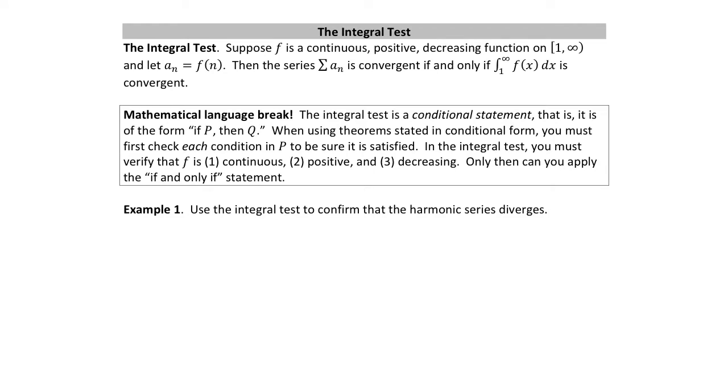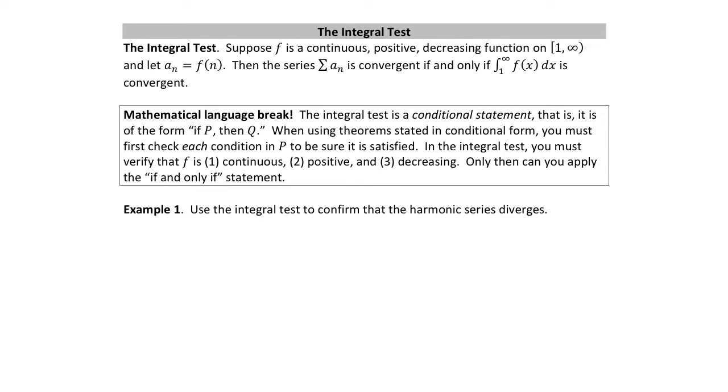The integral test says if we have a continuous positive decreasing function on the interval from 1 to infinity, and a sub n, the sequence terms, match the function values at the positive integers, and if those are all true, then the series is convergent if and only if the integral is convergent. We've talked about this in previous videos. The if and only if part is a two-way street. If the series converges, the integral converges. If the integral converges, the series converges.